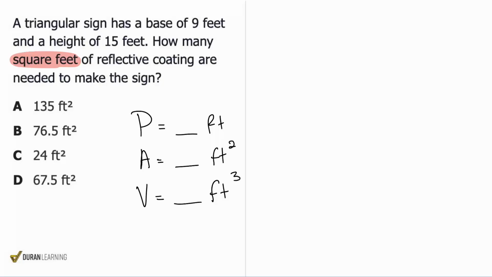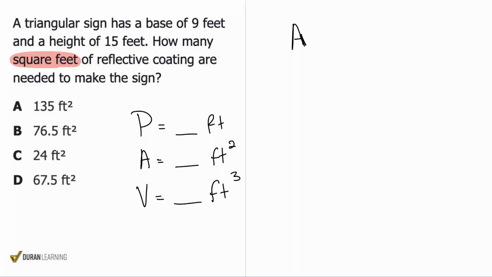Everybody, what shape are we dealing with? Yeah, we're dealing with a triangle. It says it right here: a triangular sign has a base of 9 feet and a height of 15 feet. So we're looking for the area of a triangle, everybody.